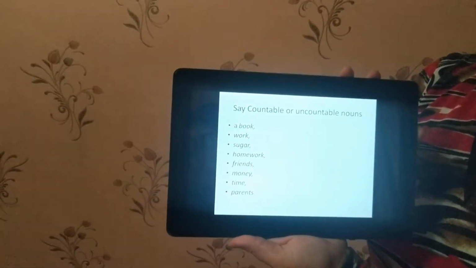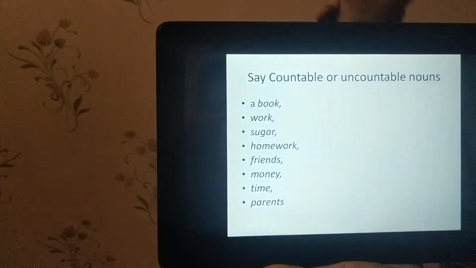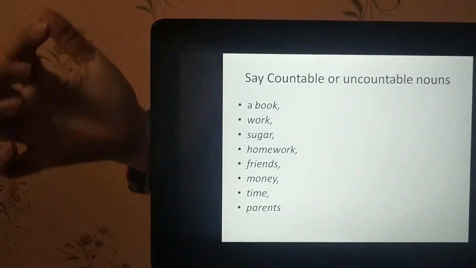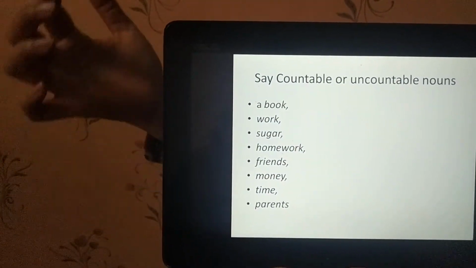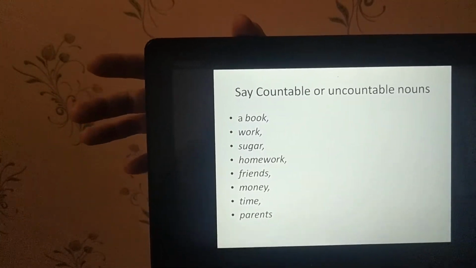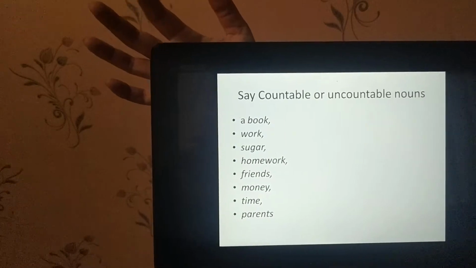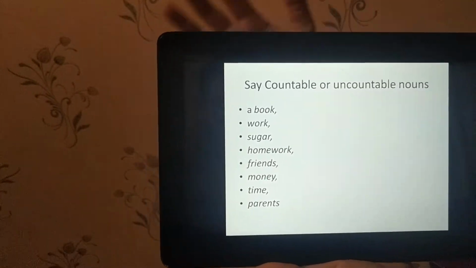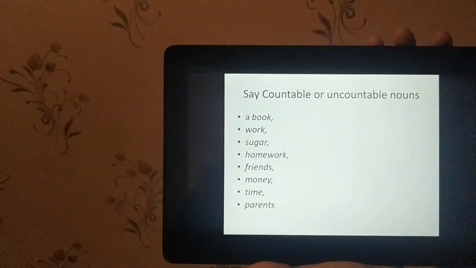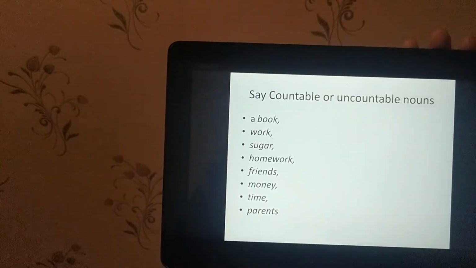Good. What about homework? And pay attention. Work and homework are the same in usage. What do you think? Work, homework. So work, yes, it was uncountable. So in this case, homework is also uncountable. That's true. And what about friends?